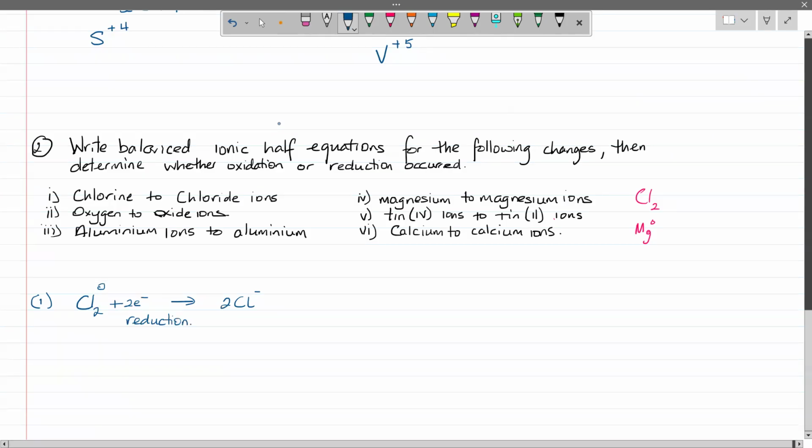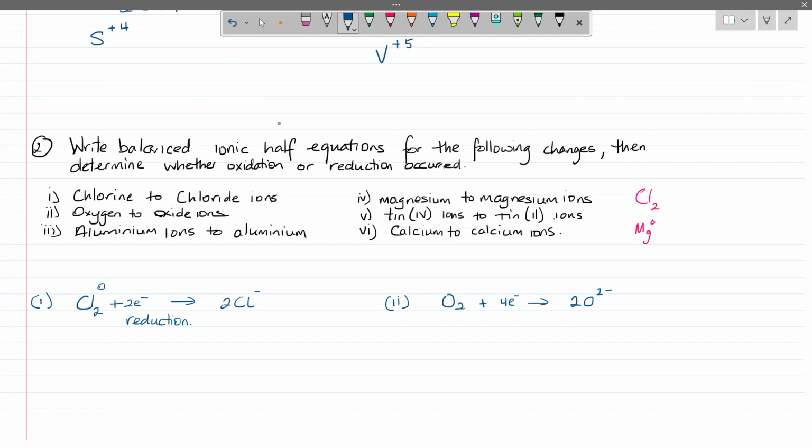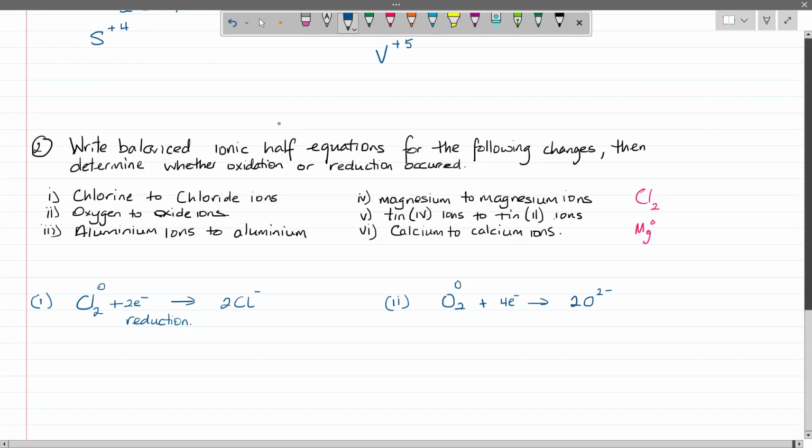Reduction. Number 2, oxygen to oxide ions. So similar, O2, it's going to gain 4 electrons to give 2O2- ions. And the same thing is happening here. It's going from 0 to 2 minus. So it's gaining electrons. It gains 4 electrons, because remember, each oxygen is going to get 2 additional electrons. So this is also reduction taking place here.